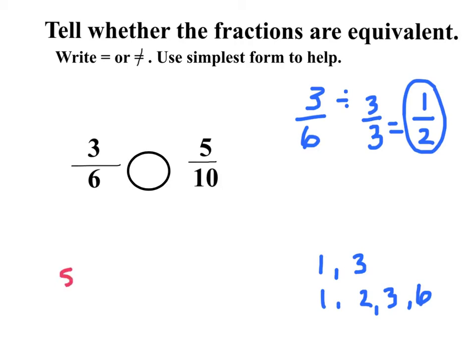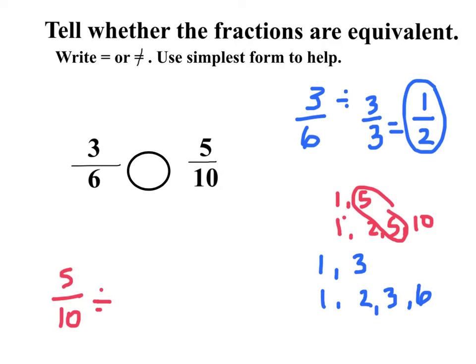Now let's simplify 5/10. And I'm going to show you that I can find my factors of 5. I have 1 and 5, that's it because it's prime. And my factors of 10 are 1, 10, 2, and 5. My greatest common factor that they both share is 5. So I'm going to divide 5/10 by 5/5, which is equal to 1 whole. And that also equals 1/2. So 3/6 equals 1/2, and 5/10 equals 1/2. Therefore, 3/6 is equal to 5/10.